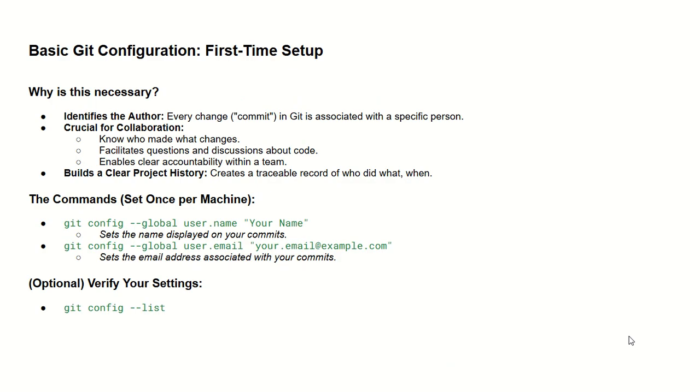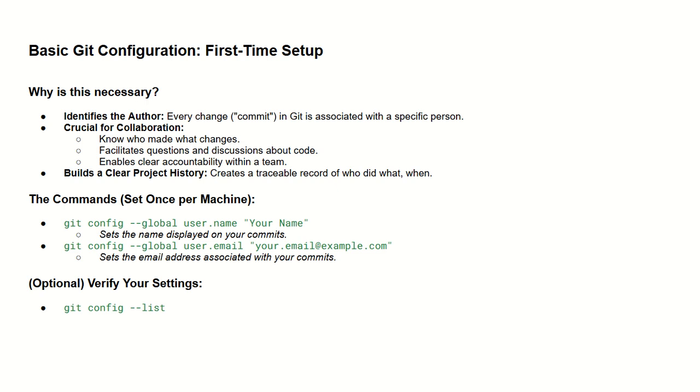Okay, so now I want to talk about some basic Git configuration first-time setup steps. It's necessary because you want to first identify the author. Every change that you commit in GitHub is associated with a specific person. So it's crucial for collaboration that you know who made the change. You can facilitate questions and discussions, and you can enable clear accountability with your team.